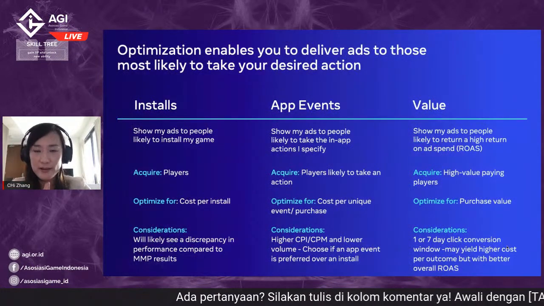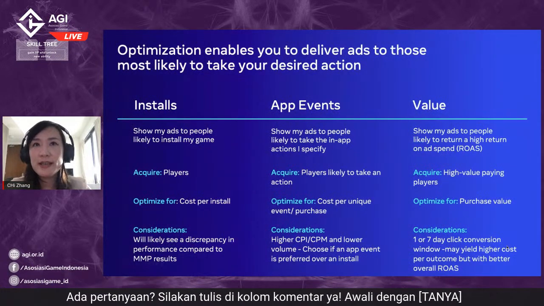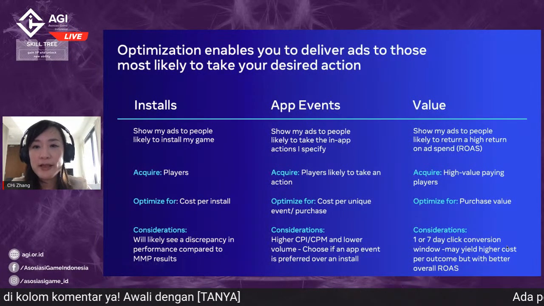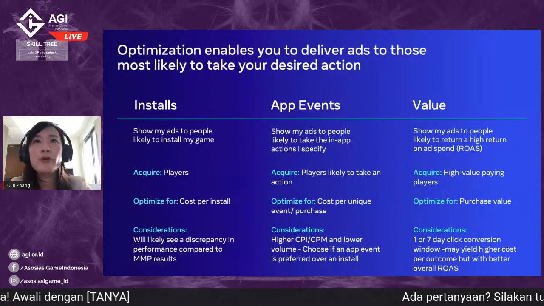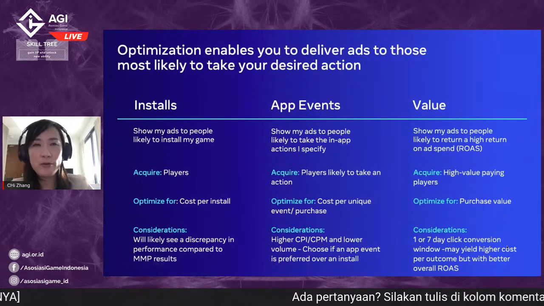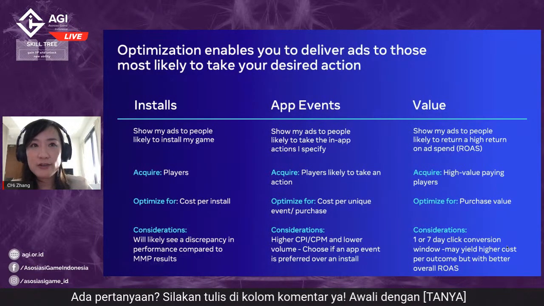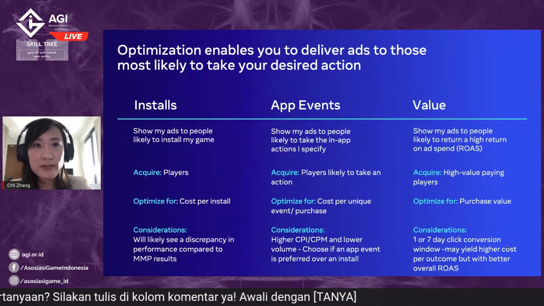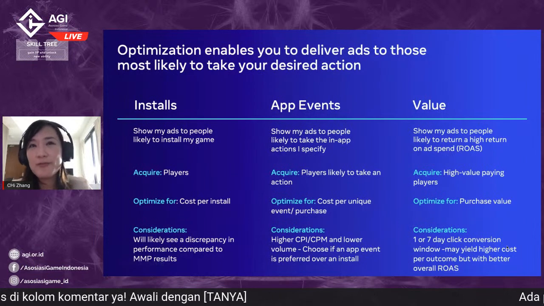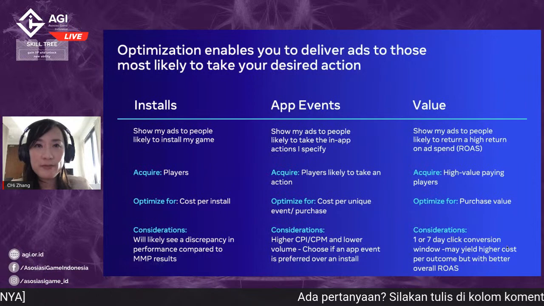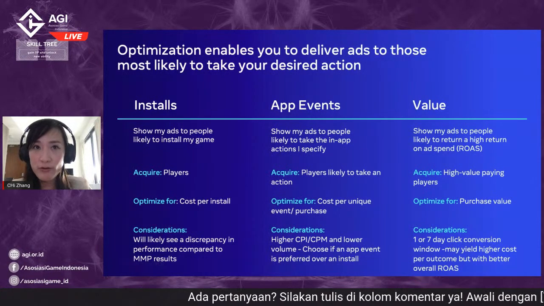On this slide, what you are seeing is that we have different optimization capabilities available at your disposal for you to deliver ads to people who are most likely to take your desired action. If your desired action is number of mobile installs, you can choose the installs optimization objective. And Facebook will be optimizing for cost per install or CPI.